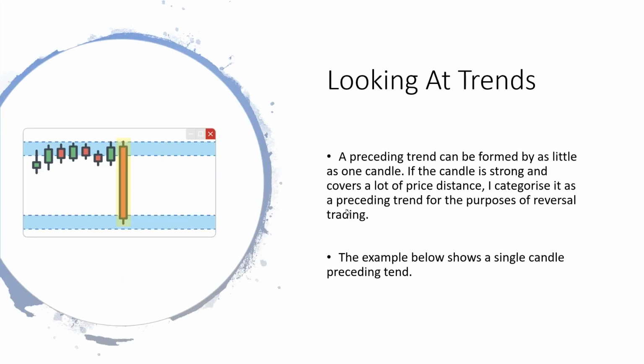A preceding trend can be formed by as little as one candle. If a candle is strong and covers a lot of price distance, I categorize it as a preceding trend for the purpose of reversal trading. Because I don't trade reversals, I don't call this a trend. I call this a freak in the market, because there are lots of times that Mario Draghi can open his mouth and send the euro skyrocketing or falling, and a second later it's back to where it was. That's not a trend. It's usually something that's happened.